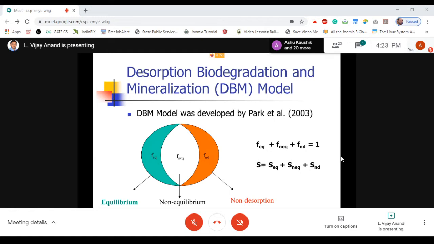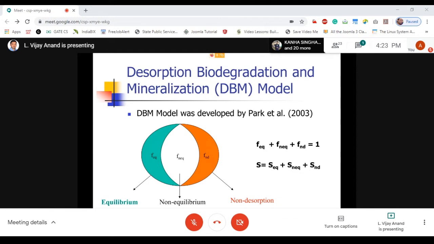Here we are relating that to the Freundlich form. SEQ is related to FEQ and the Freundlich form of adsorption. The rate of release of the contaminant or pesticide from the non-equilibrium fraction is related to what is expected to be adsorbed in the non-equilibrium fraction and what is actually adsorbed, related by an alpha, the rate of desorption factor. And SND is FND times the Freundlich adsorption parameter, where CE represents the equilibrium concentration.